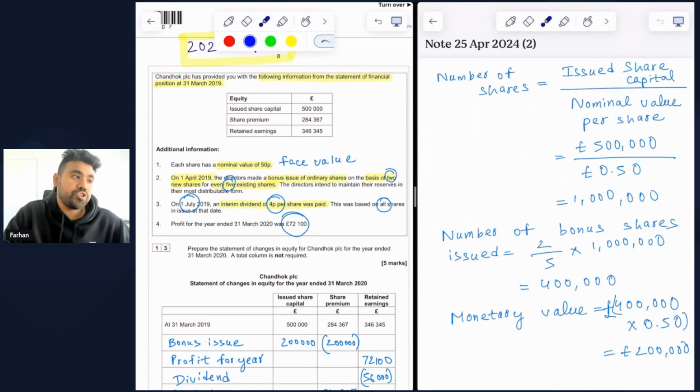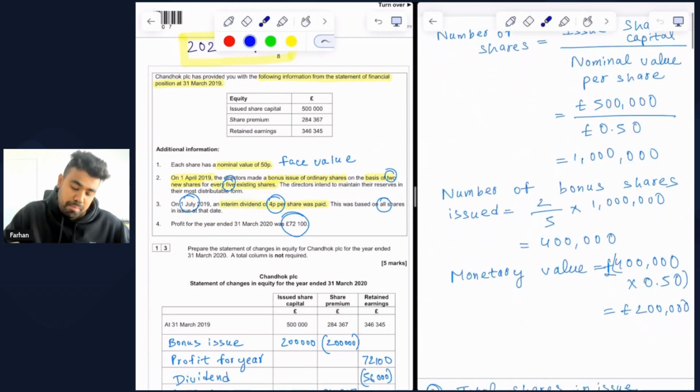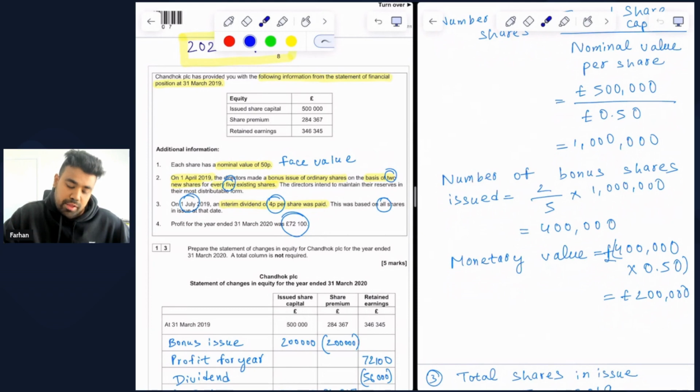Point number 2 from additional information. On 1 April 2019, the directors made a bonus issue of ordinary shares on the basis of 2 new shares for every 5 existing shares. The directors intend to maintain their reserves in their most distributable form. All right, so this simply means that if you were to calculate the number of bonus shares issued, the proportion is given 2 for every 5 that we already have.